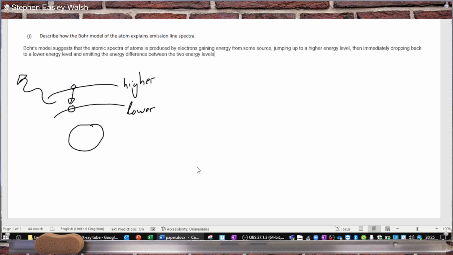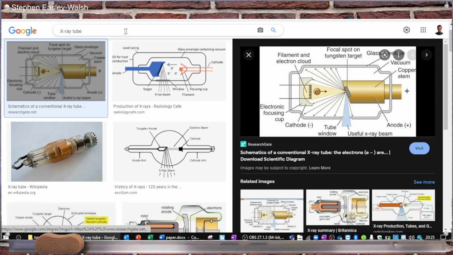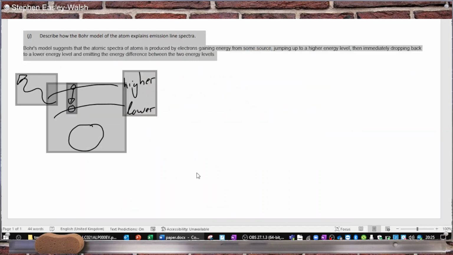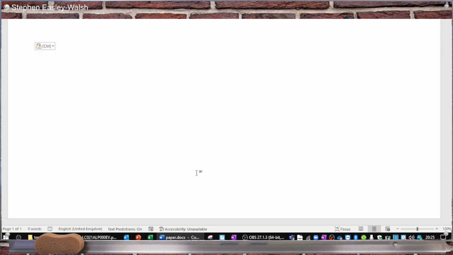The next question was, well, I have it here and I have the picture of it too. I thought it'd be easier to use a picture than to draw one. What is thermionic emission? Thermionic emission is the release of electrons from a metal surface when it's heated up. And then, where does this occur?